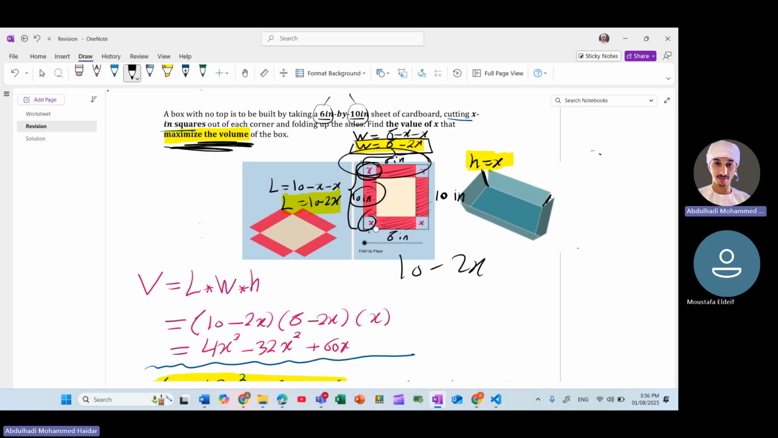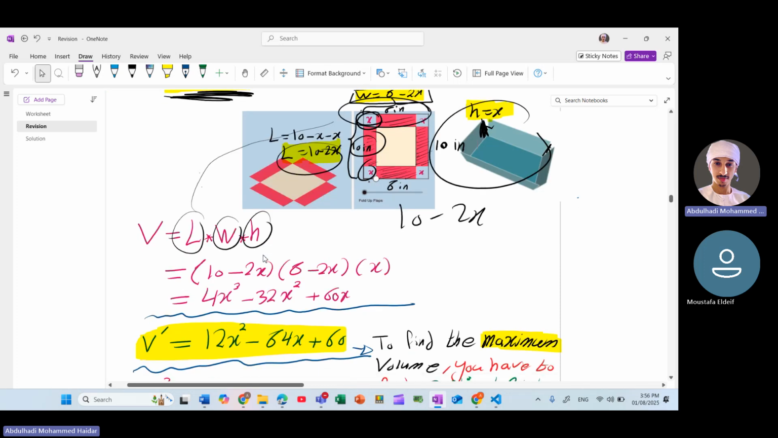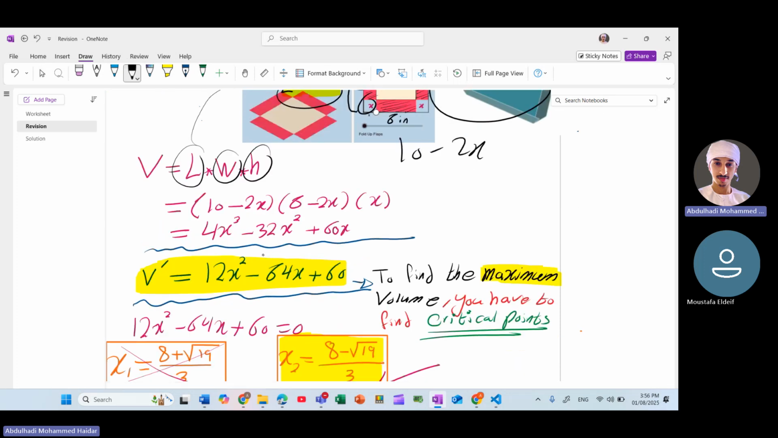Okay. So what did he ask about? The volume of the rectangle. So the volume is equal to what? Length multiplied by width multiplied by height. We have the length, we have the width. Do we have the height? Yes. If we flip this rectangle into this shape, this part is going to be the height, which is the same as the cut corner, which is X. So height is X. Just find the function of volume, substitute, and multiply.